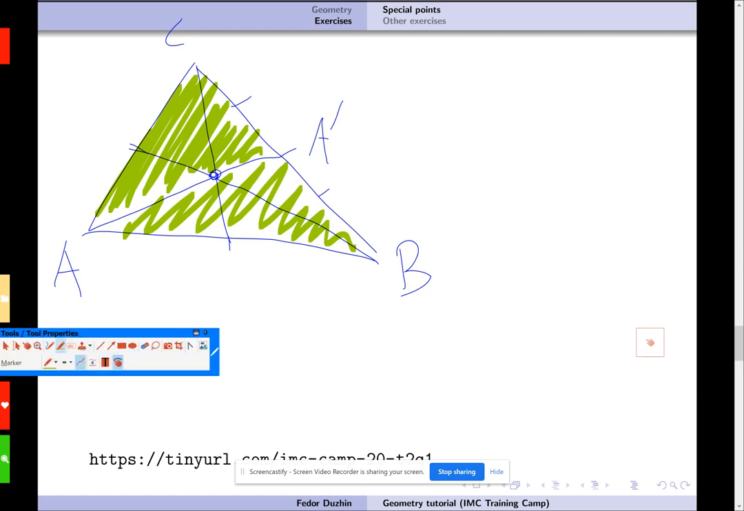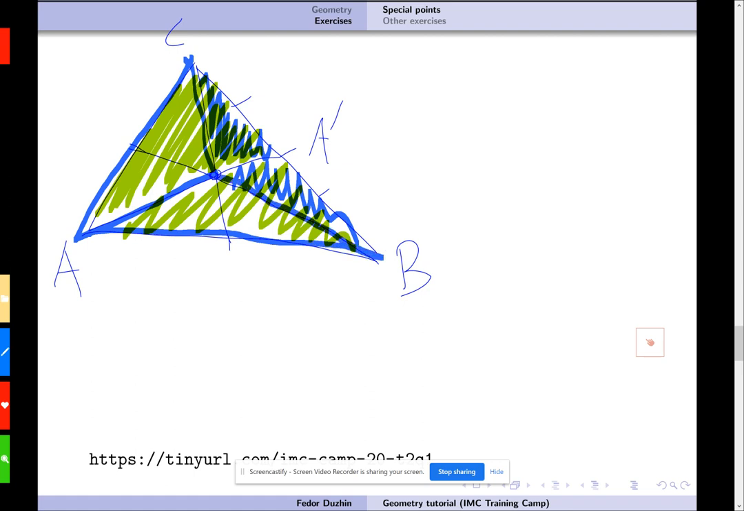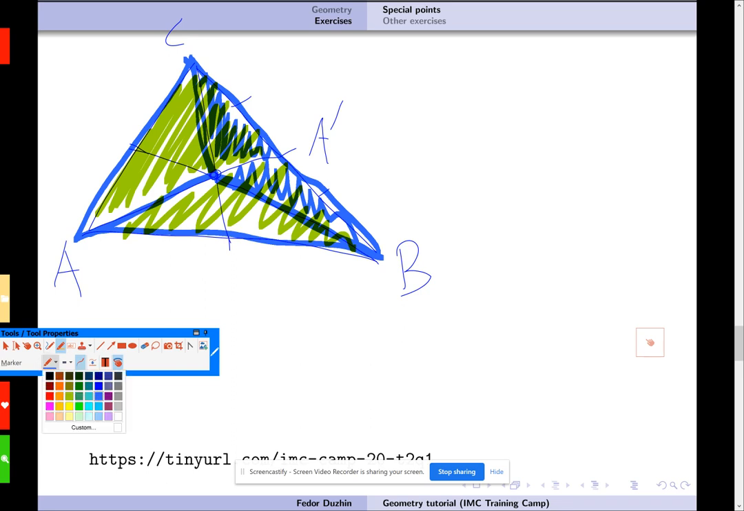Because of the same reason, this triangle has the same area as this triangle. But then the complementary triangles, this one and this one, also have the same area. And by the same logic, this triangle, PBC, also has the same area. So all the three areas are equal.